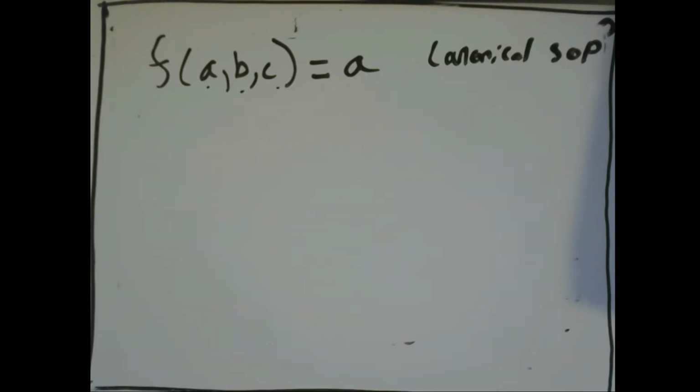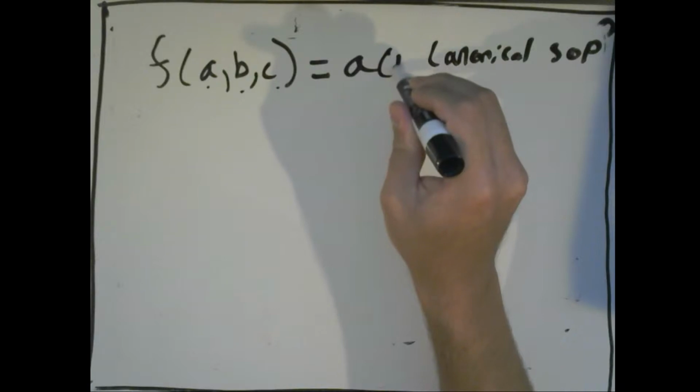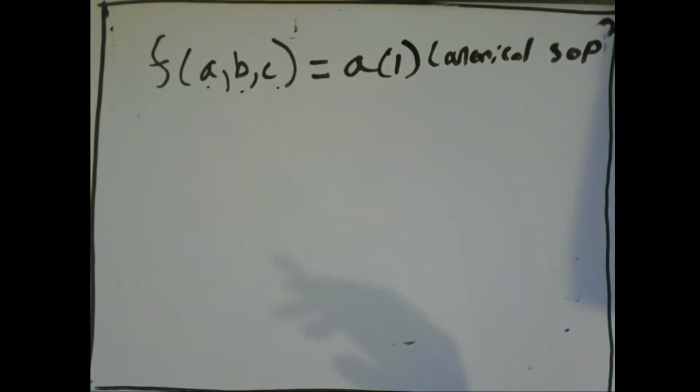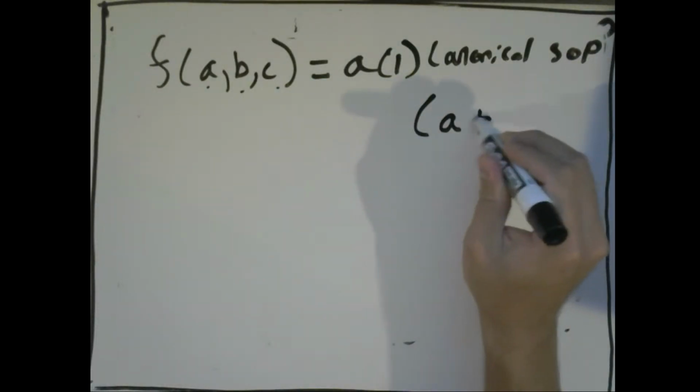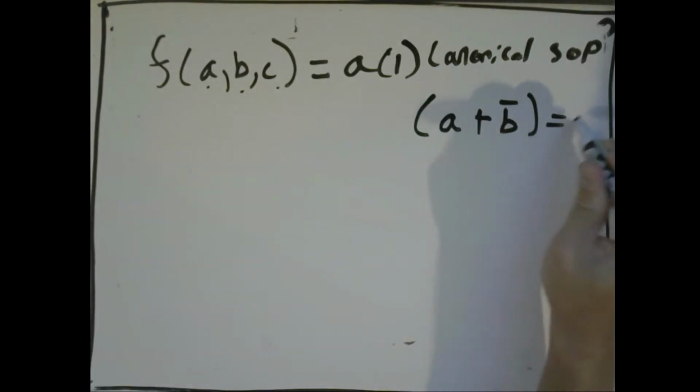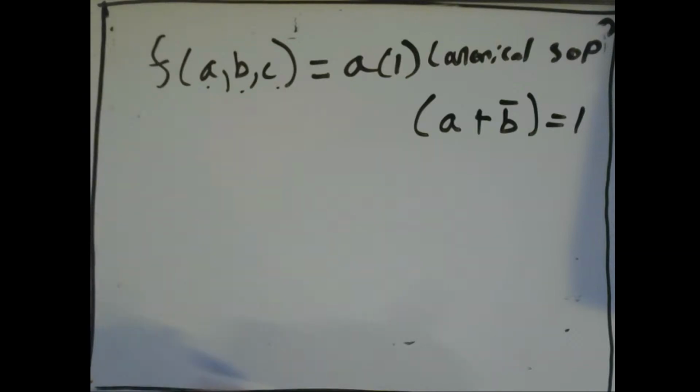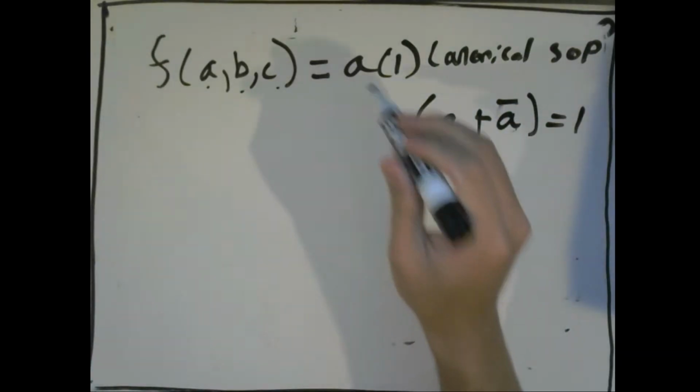So how can we go about doing the expansion of this? Well, I can use some laws of Boolean algebra. Right here, I have an implied 1, because anything ANDed with 1 is just itself. It's a pretty common property. We can leverage another property that says a variable ORed with its inverse is always equal to 1. So we can leverage that property here.